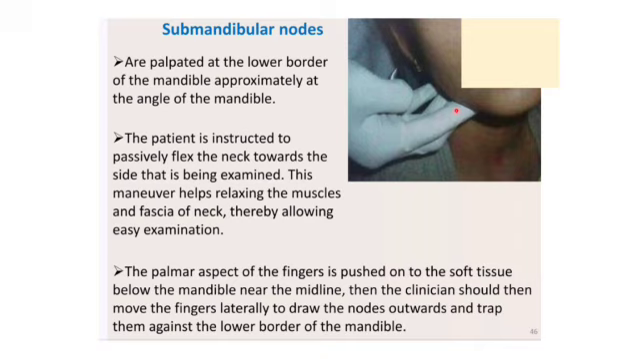And the palmar aspect of the finger is pushed onto the soft tissue below the mandible near the midline, and then the clinician should move the fingers laterally to draw the nodes outwards and trap them against the lower border of the mandible.